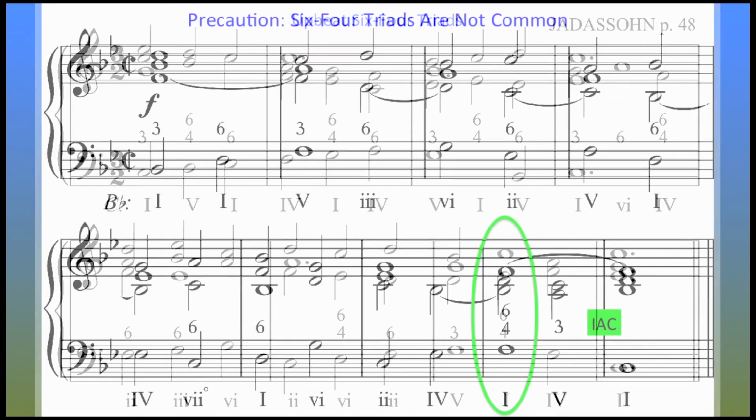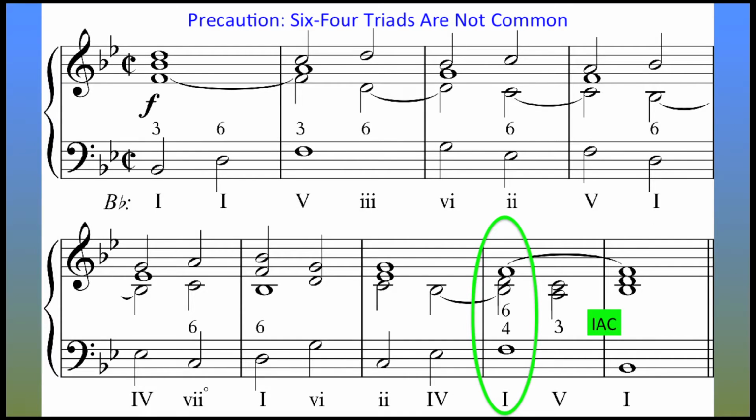A few precautions are in order regarding second inversion triads. 1. They're not used as often as the root position and first inversion chords. 2. It's not usually good to string together 2 or more 6/4 chords. 3. The 6/4 triad occurs most often as part of the cadence near the end of a musical phrase or exercise.